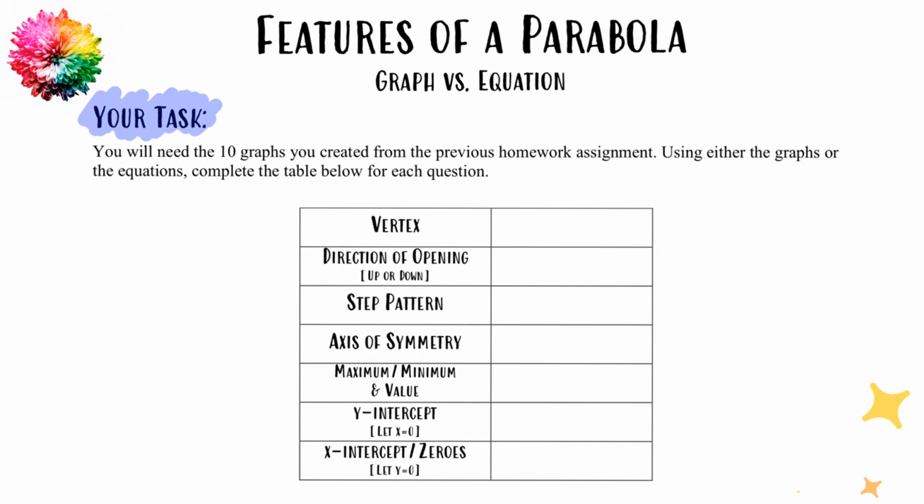So your task for today's lesson: you have created 10 graphs from the previous homework assignment. What you're going to do now is go to each of those graphs and do exactly what I did, answering all of these questions for every single graph. You can either use the graph or the equation, or practice doing both. And try not to get lazy for the x-intercept. Some of them will require the quadratic formula. Practice doing it. All the answers are there because practice makes perfect.